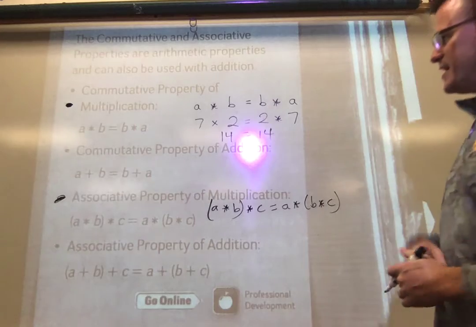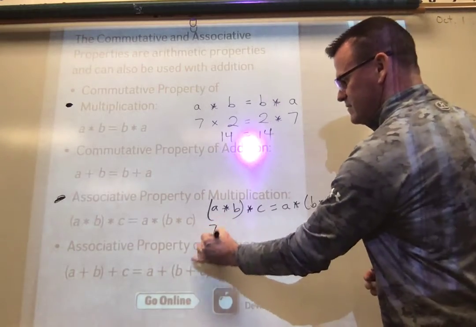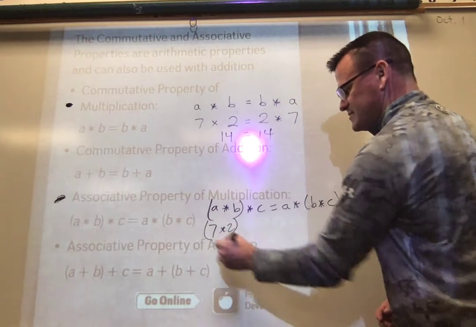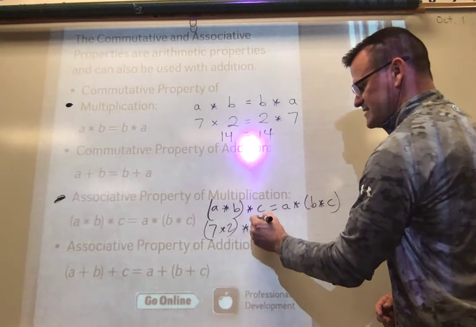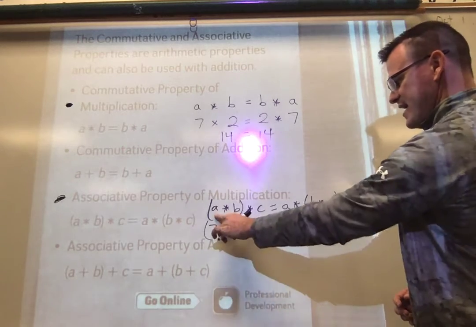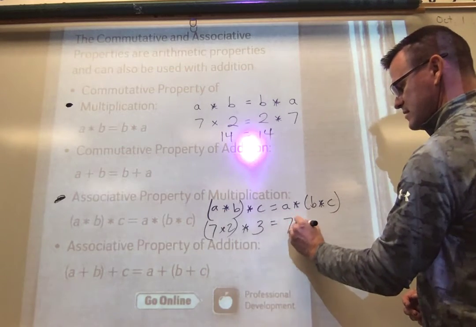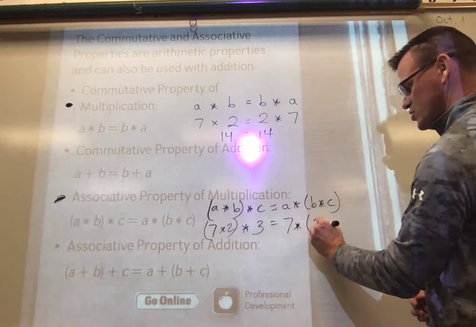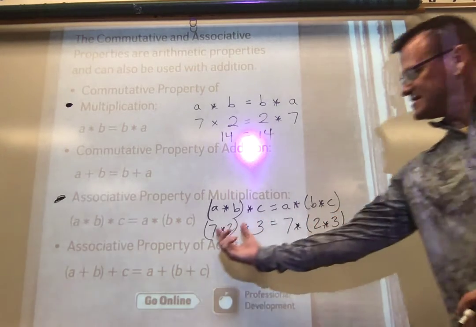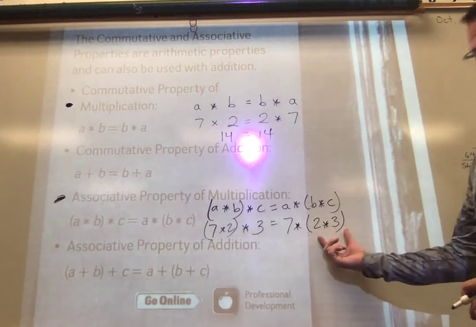Okay, so let's just say again, let's keep A 7. And we're going to keep B 2 just like we did up above. So it'd be 7 times 2 first. And let's say C is 3. And we're going to rewrite that over here. Again, A is still 7 times B, which is 2, times C, which is 3. So we're just kind of moving the parentheses. Instead of doing this first, we're going to move it around the second numbers.